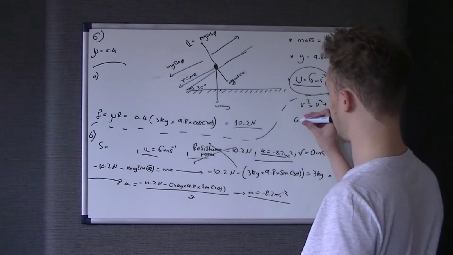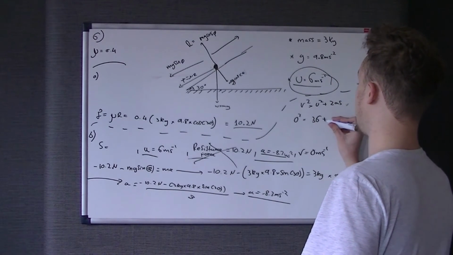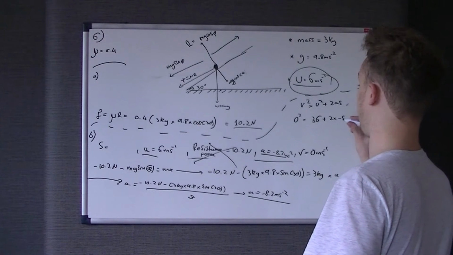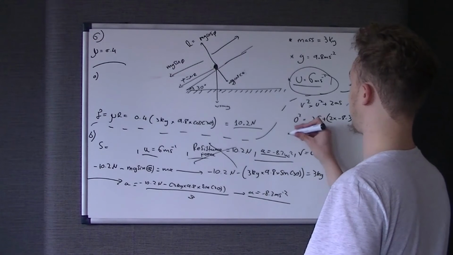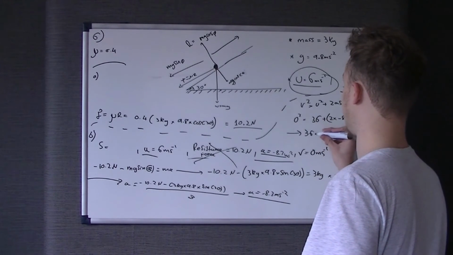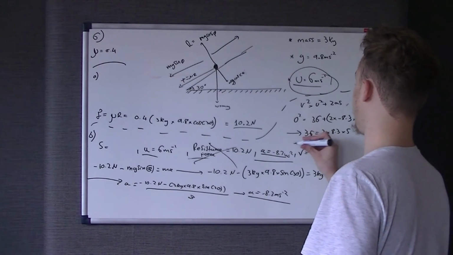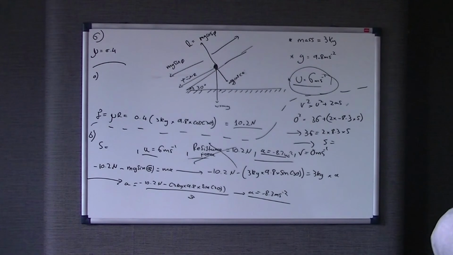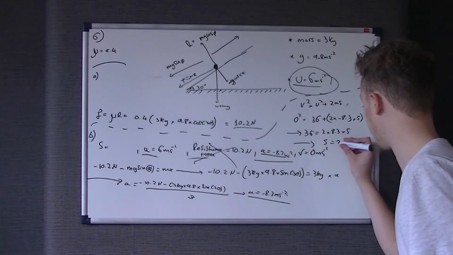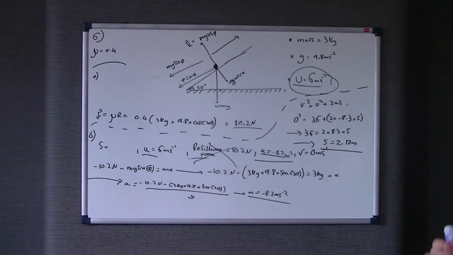v squared, well, obviously, is going to be 0 squared. It's equal to u squared, which is 6 squared, I'm just going to put 36, plus 2 times negative 8.3 meters per second squared times s, which is the distance, which is what we want to work out. So therefore 36 is equal to 2 times 8.3 times s. Okay, so therefore you rearrange that to get s on its own in meters, and you should get an answer of 2.17 meters. Okay, and that is your final answer for question 6.